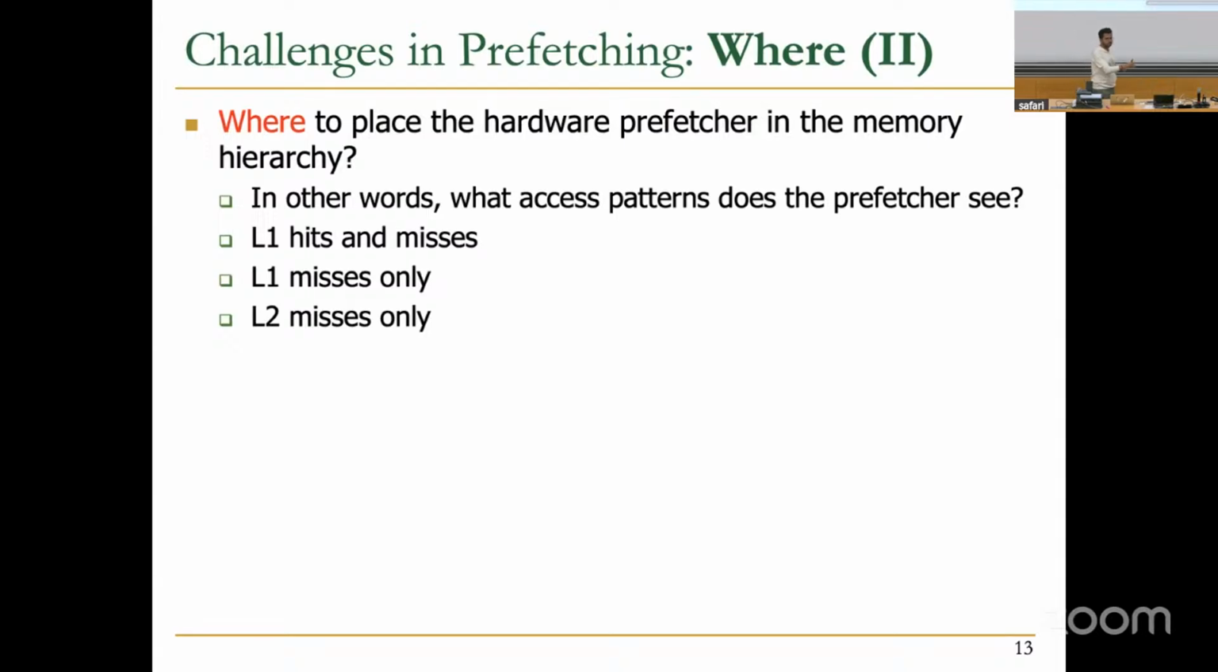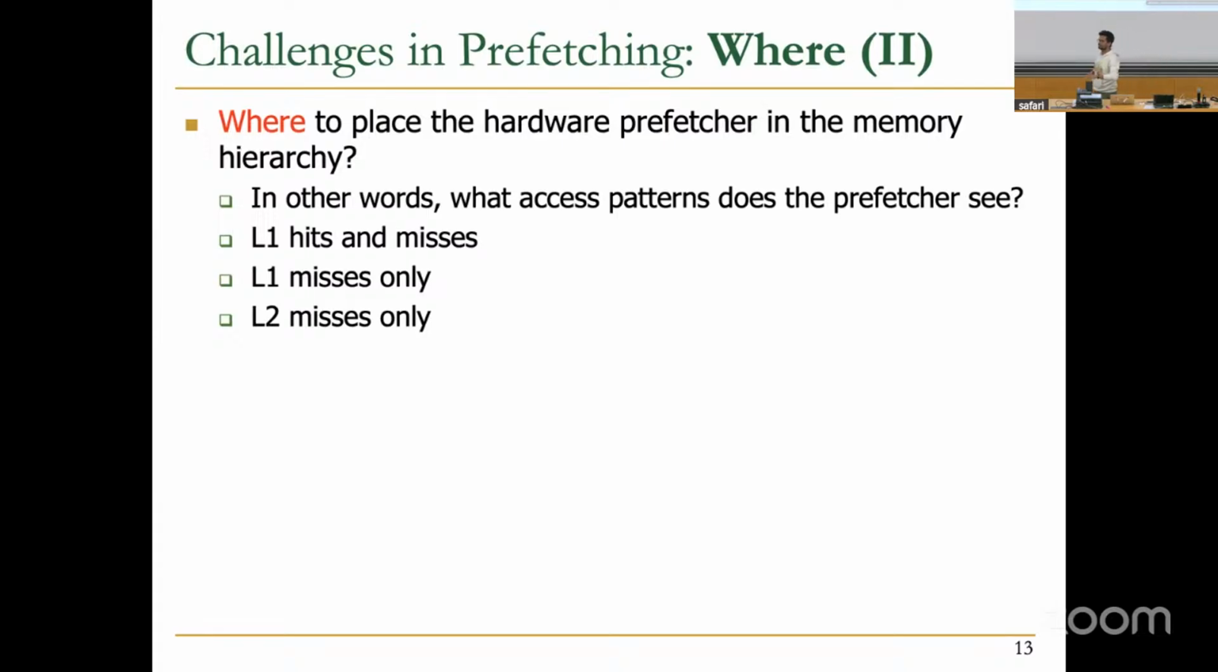But if you put the prefetcher physically beside the L2, then you are not seeing all the requests generated by the program. You're only going to see the requests that are generated by the program but also miss the L1 cache, because that's why they arrived at the L2. The more you go far away from the core, the fewer requests you are going to look at. So you can either look at L1 hits and misses, or only L1 misses if you put the prefetcher beside L2. If you put the prefetcher physically beside the L3 cache, you are only going to see L2 misses.